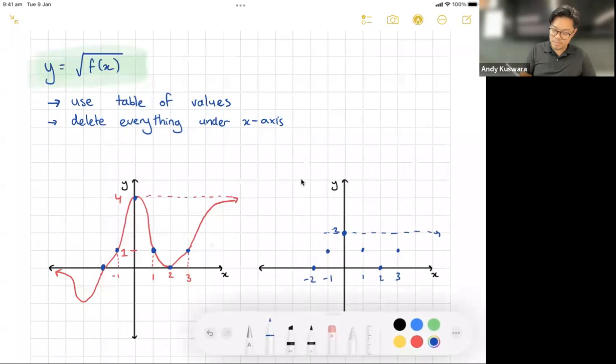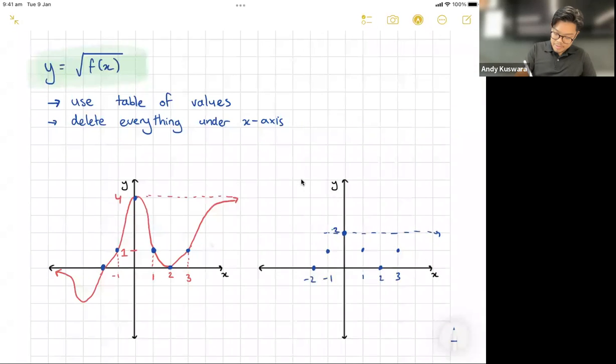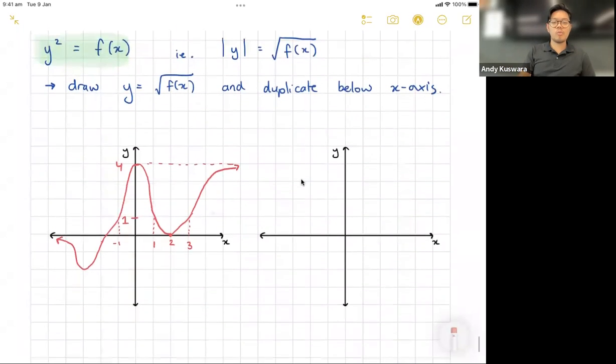And so what happens here is if I draw my graph, it should look a little bit like this. It'll go up, it'll go down, it'll go up again, very, very similar, but now everything's been taken the square root of. So instead of topping out at 4, we now top out at 2 because that's the square root of 4. And nothing exists under here because negatives under the square root, so to speak, don't exist.